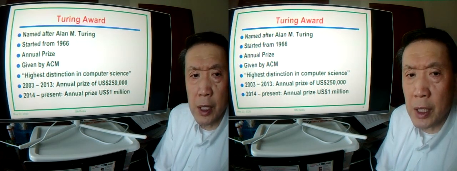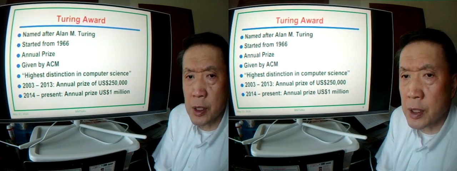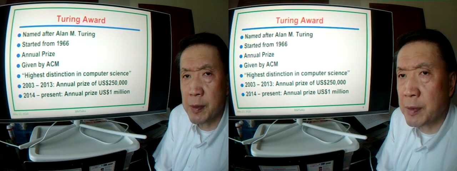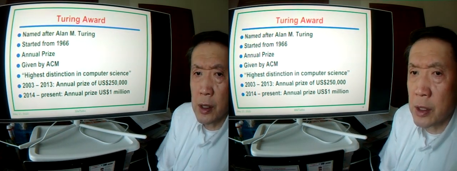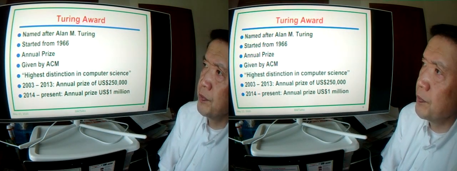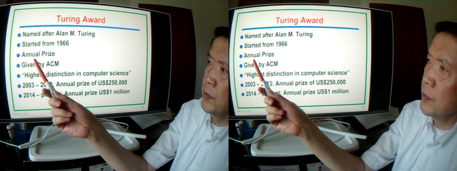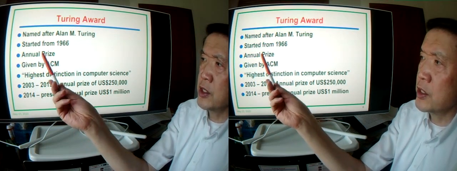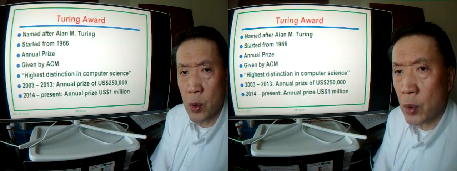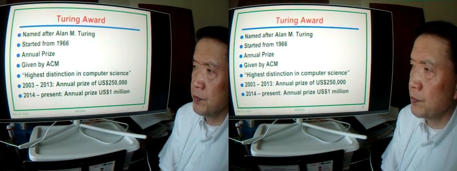The plagiarism I'm talking about is a major issue, and it's not just some plagiarism that can take place in publications or in universities. It's the Turing Award from ACM. It was named after Alan Turing and started in 1966, and it's given annually. ACM claims it as the highest distinction in computer science.